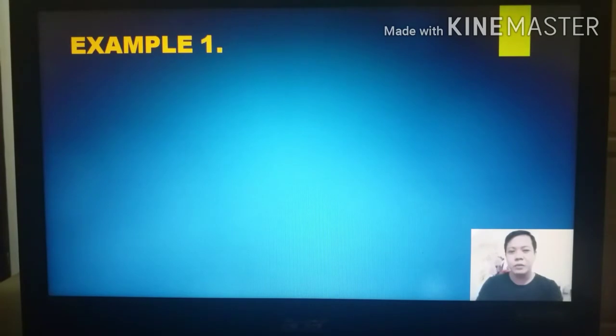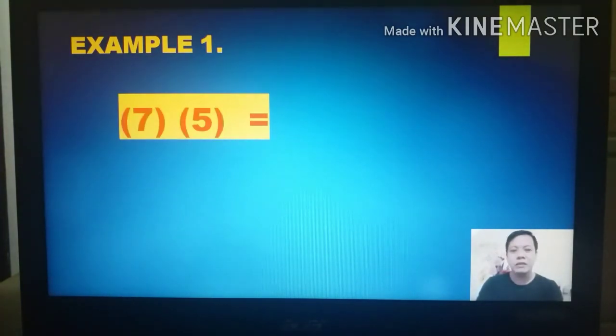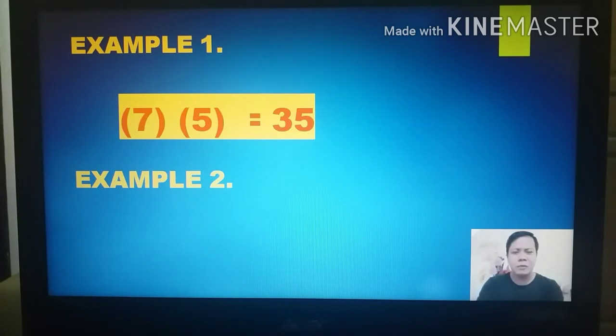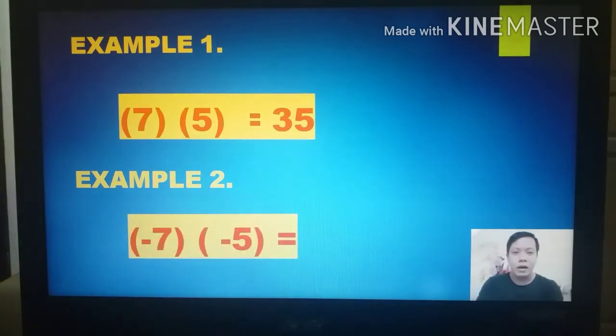So example number 1, if we have 7 times 5, so they are like signs, the same positive, the answer is positive 35. And example number 2, given is negative 7 multiplied by negative 5, what is the product? So they are also like signs. Our product is positive 35.